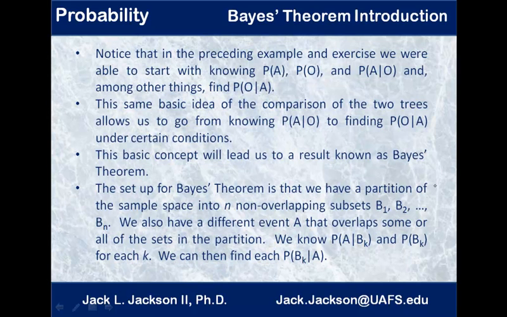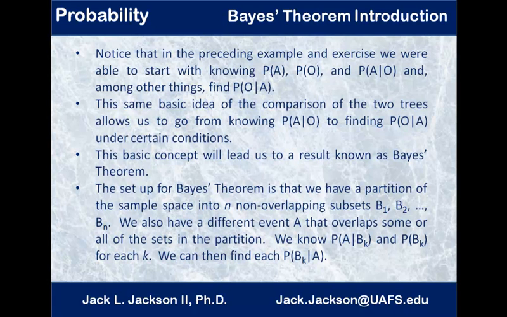Okay? Now, we're going to use some of these same basic ideas with a theorem that's called Bayes' Theorem. Bayes was a mathematician that this is named after. Notice that in the preceding example, we were able to start with knowing the probability of A, the probability of O, and the probability of A given O. Among other things, we were able to find out the probability of O given A. So we were able to reverse the order of this conditional probability.